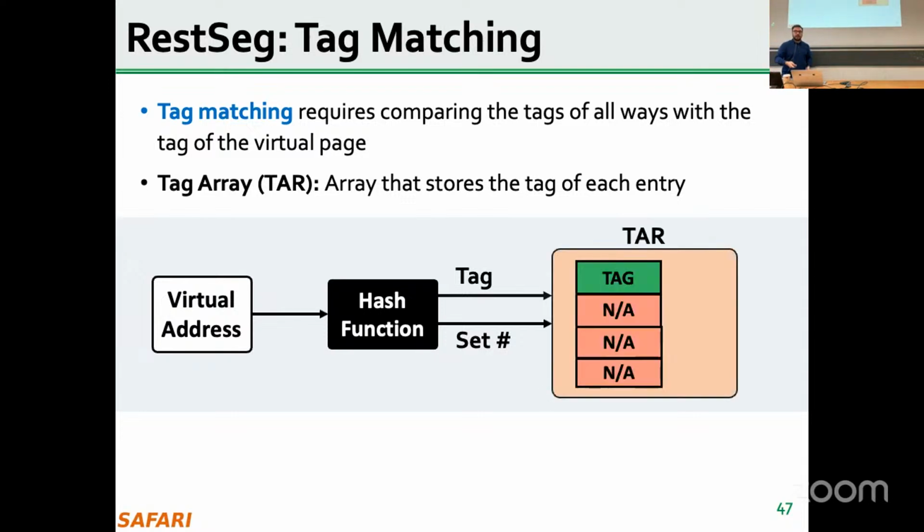We go to the tag array and we find out, oh, nice. The first tag corresponds to my virtual page, which means that I can access this. So the first two elements here of the tag array correspond to set 0. The next two elements correspond to set 1.